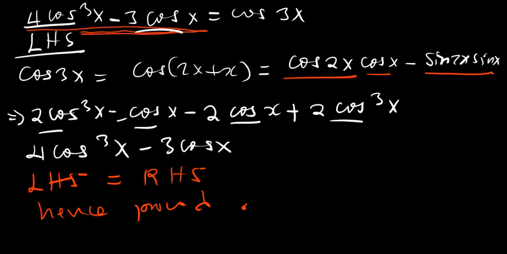What is complicated here? Tell me. If you have seen how I have proved this identity, I have only used the concept of those 4 identities which we have just derived.